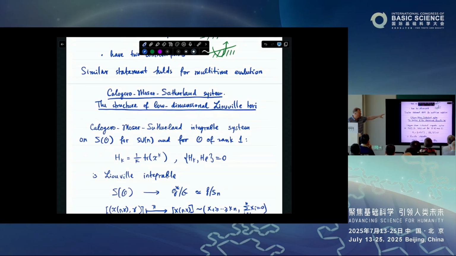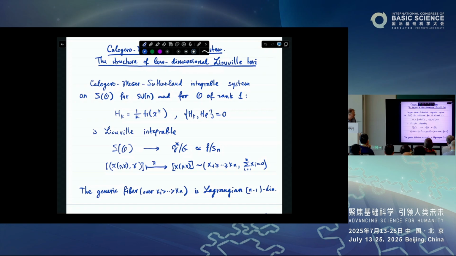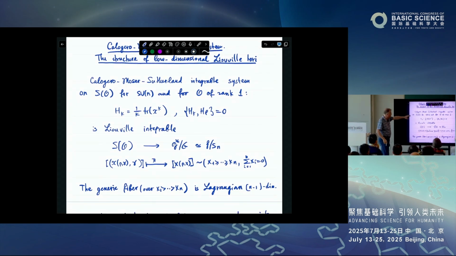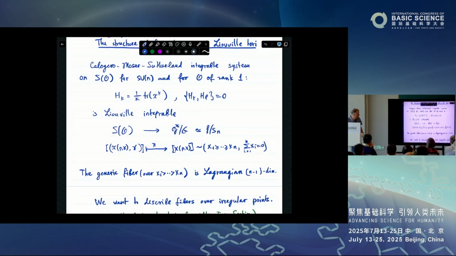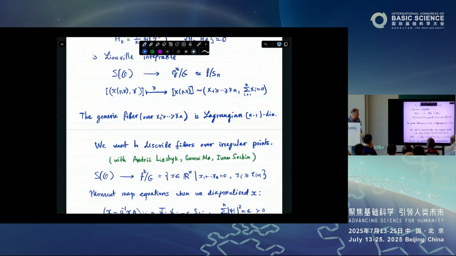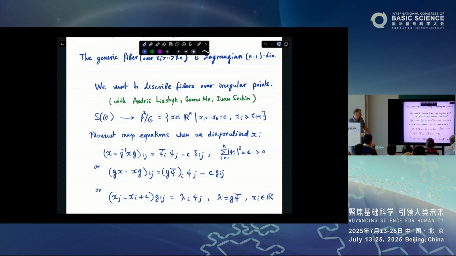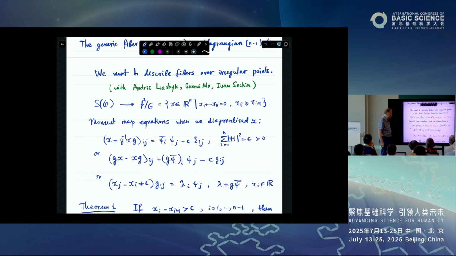And the same is happening for the multi-time evolution, because you see, mathematically it's a little bit misleading to choose a specific function and to consider the Hamiltonian evolution of this specific function in an integrable system. In an integrable system, you have to choose all possible integrals and consider multi-time flow. So something interesting also happens for the multi-time flow, but I only have 5 minutes. So then we can consider SUN system and spinless SUN system, interesting enough. And this is a work with Andrei Leshik, Gurey Ma, and Ivan Sechin.